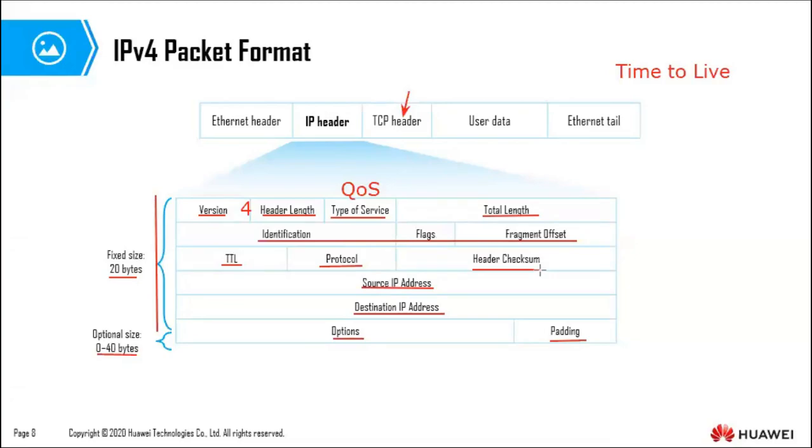The options field. The options field is optional, and you can include some more information on that particular field. Then we have padding. Padding normally is filled with zeros, so that whenever the IP header does not meet the required size, we add zeros to increase the size to the standard, minimum size. Are we together? Yeah, so that is what the padding field is used for.